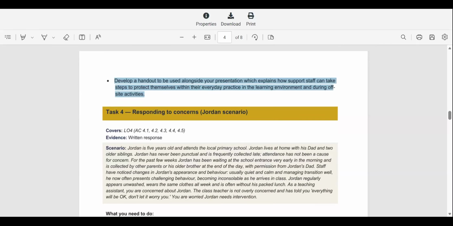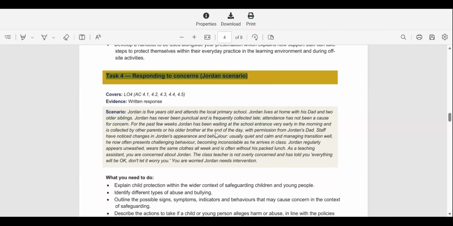Task 4 is the next one, responding to concern. And here you're looking at learning outcome 4, 4.1, 4.2, 4.3, 4.4, and 4.5. And this is a scenario, Jordan's scenario. So you need to do a written response here.